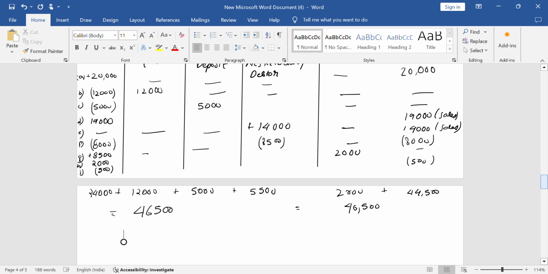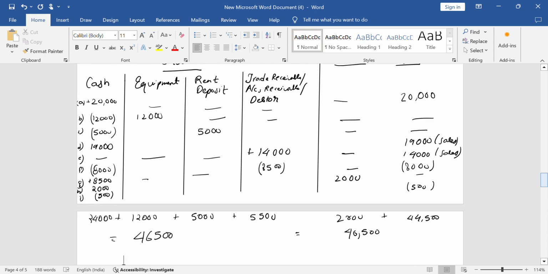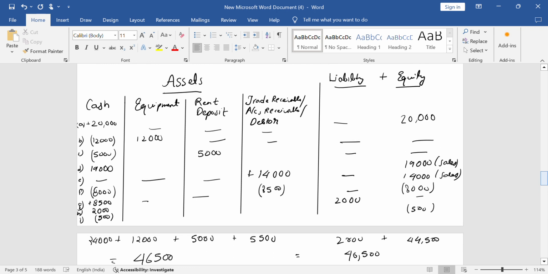Then we have collected payments for past invoices rupees 8,500. Past invoices, it is referring to the accounts receivable account. So the people who were indebted to us and they were supposed to pay us 14,000, they have paid now 8,500. So we'll reduce their liability by 8,500, right? So our asset will decrease by 8,500, that is trade receivable column. And again we have received in cash, so 8,500 will be added in cash. There will be no impact on liability and equity.